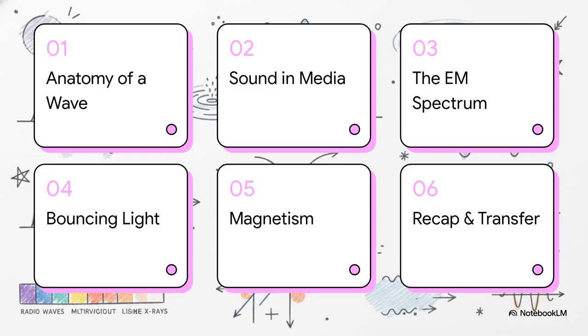Here is our roadmap for today. We'll start with the anatomy of a wave, move on to sound in different media, and then tackle the electromagnetic spectrum. After that, we'll look at bouncing and bending light, jump into magnetism and electric fields, and finally wrap it all up with a quick recap and a transfer question.